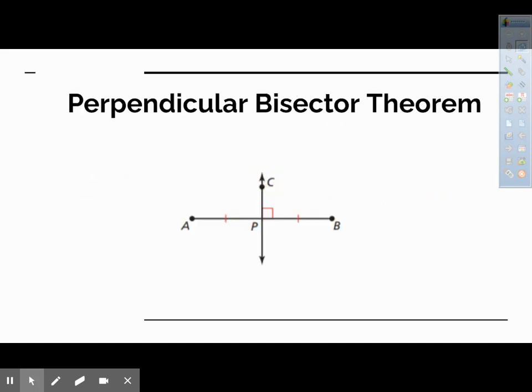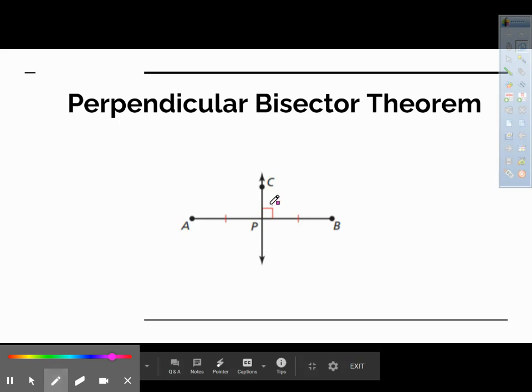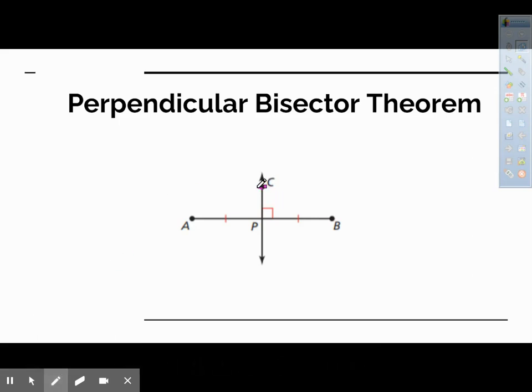Now that we know what those two things are, the perpendicular bisector theorem says if a point is on the perpendicular bisector, then it's equidistant to the two endpoints. See how point C is on the perpendicular bisector? I know it's on it because this is perpendicular and these are congruent. So if I were to draw a line from C to A, and let's pretend it's a straight line, it would be congruent to the line that I drew from C to B. So this line would be congruent to this line.